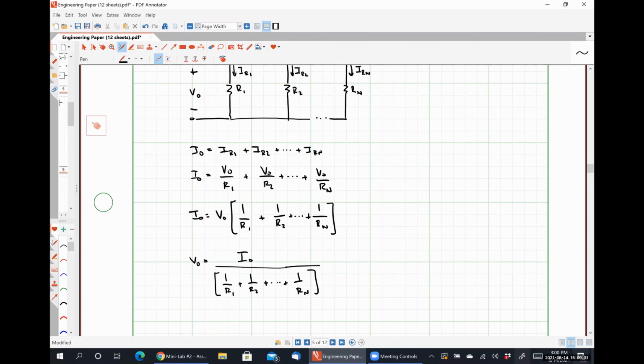Now, I'm going to do something here, which is really just an aside, but it's going to help us figure out what this is doing. So if I have I naught times 1 over 1 over R1 plus 1 over R2 plus 1 over Rn, what does this term on the right really represent?